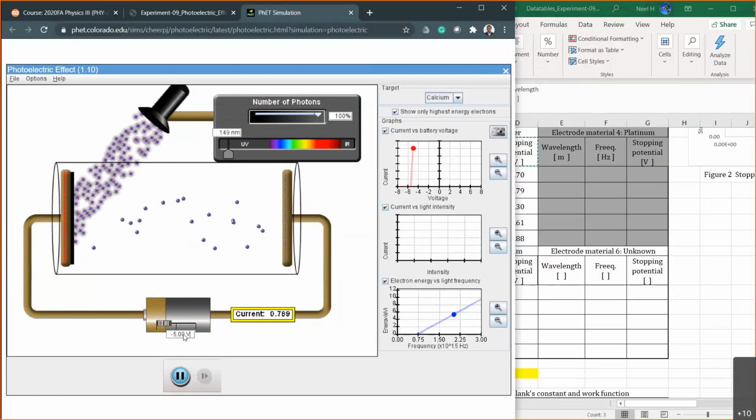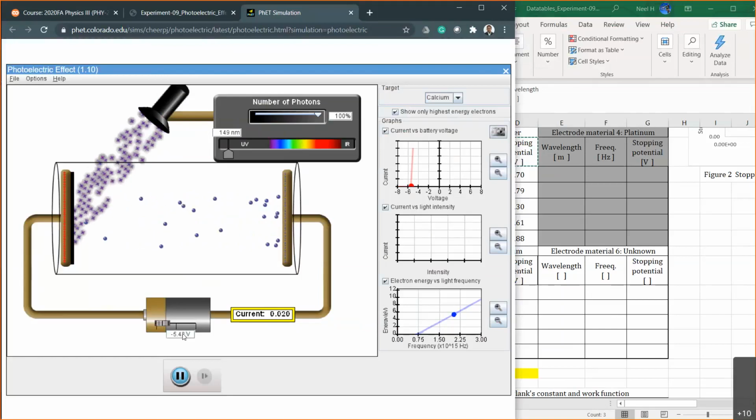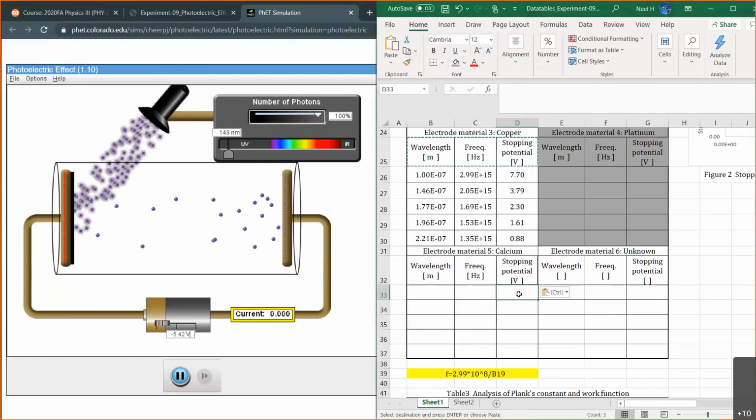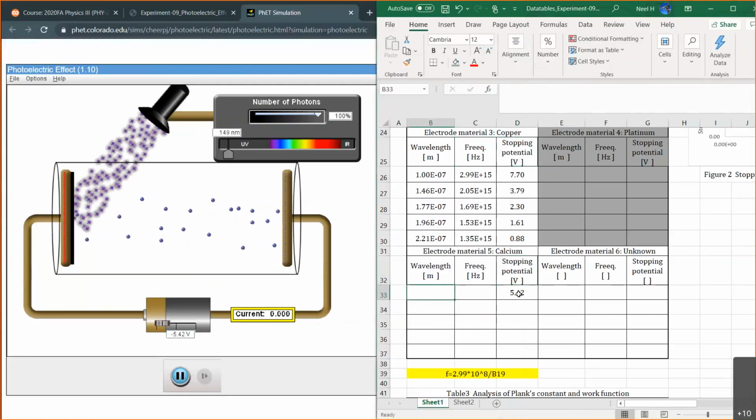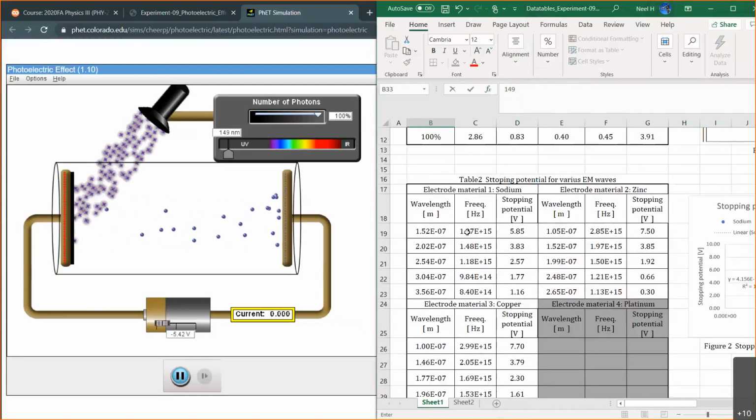6, 5 reverse potential, too high. 5.5, too high. 5.4, 4.5, too high. 4.4, 4.3, 4.2. 4.1 is a number, then 4.2 is the best, right? So the reverse potential is 5.42 and the wavelength we apply now is 149. That scenario is very similar to the previous one, sodium.